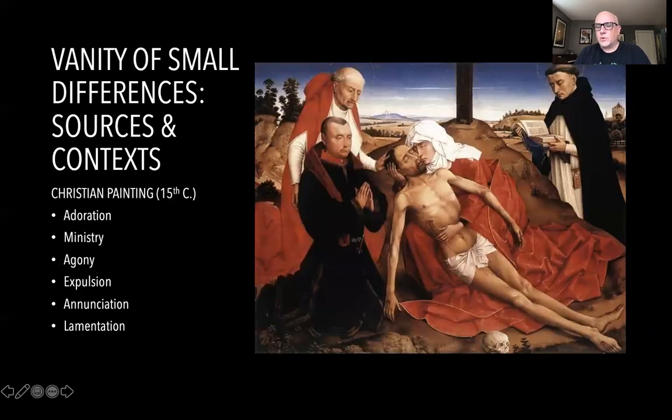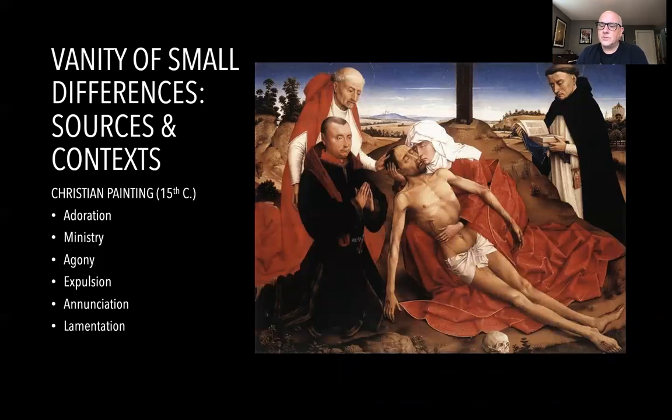The second source for Vanity of Small Differences is Christian painting of the 15th century, specifically painting having to do with certain moments in the life of Jesus, right? So subjects would include the Adoration, which is essentially the birth, right? The ministry, Jesus teaching, the agony, which is the agony in the garden, the expulsion, the Annunciation, the ascent of the spirit into heaven, that sort of a thing. And Lamentation, which is the subject of this particular panel that we'll be looking at again in a second.